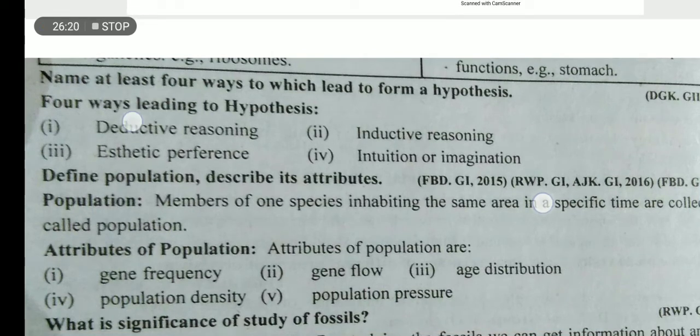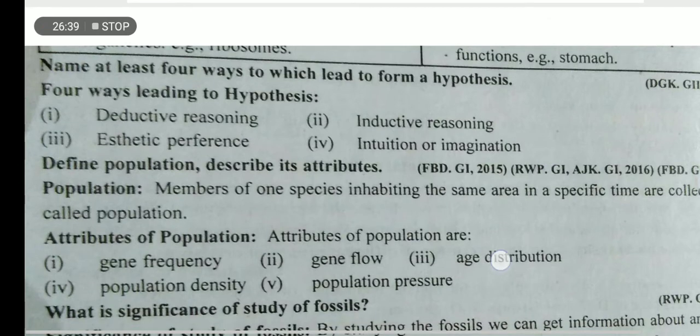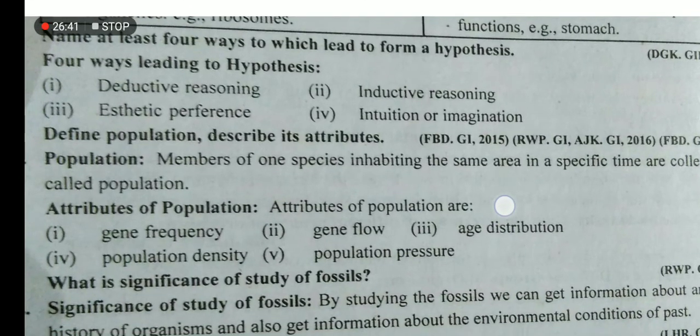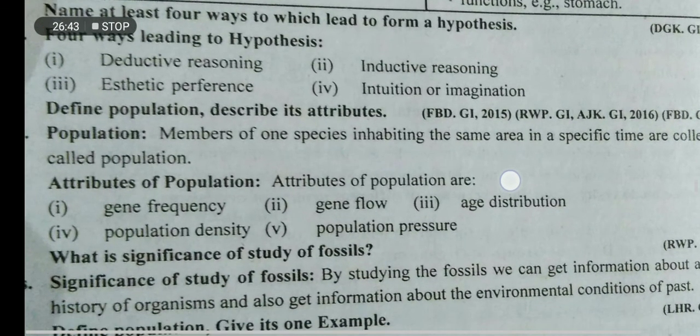What are the four ways to form the hypothesis? Deductive reasoning, inductive reasoning, aesthetic preferences. Deductive reasoning moves from general to the specific. Inductive reasoning moves from specific to the general. Aesthetic preference includes the beauty purpose and the intuition or imagination. Intuition कहते हैं व्यायाम को, imagination कहते हैं किसी चीज़ को आप suppose कर लेते हैं.